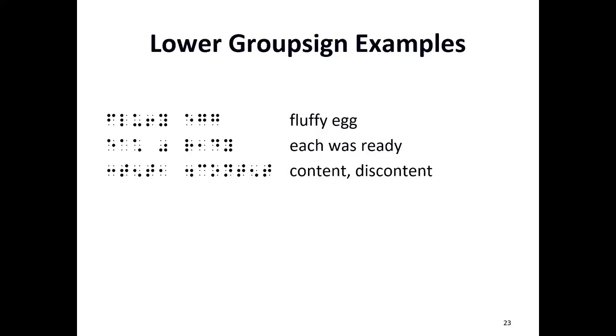I have 3 examples here to show you what I'm talking about. In the phrase fluffy egg, there's a contraction for FF and there's a contraction for GG. We can use the FF in fluffy because there are letters on either side of that FF contraction. But we can't use the GG because there's nothing after GG, and GG has to be used in the middle of a word. So we have to spell out GG for egg. And there are 2 other examples for you to look at and compare.